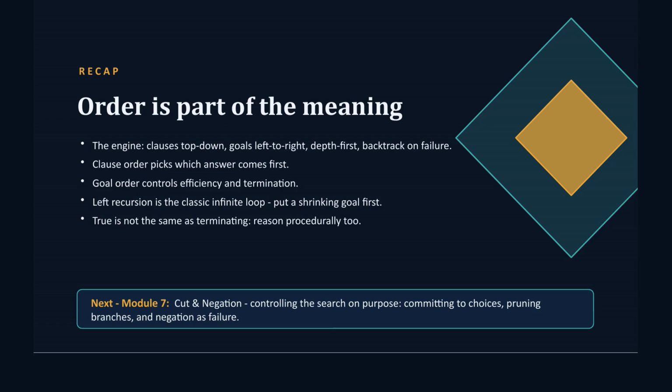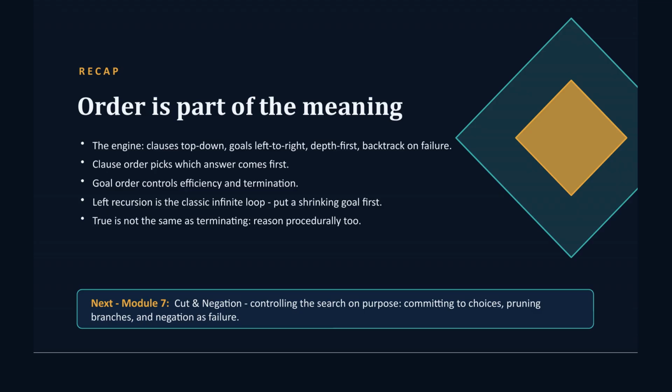So, to recap. The engine reads clauses top to bottom and goals left to right, depth first, backtracking on failure. Clause order picks which answer comes first, goal order controls efficiency and termination. Left recursion is the classic infinite loop, and the cure is to put a shrinking goal first. Above all, a clause can be true and still not stop, so reason procedurally as well as declaratively.